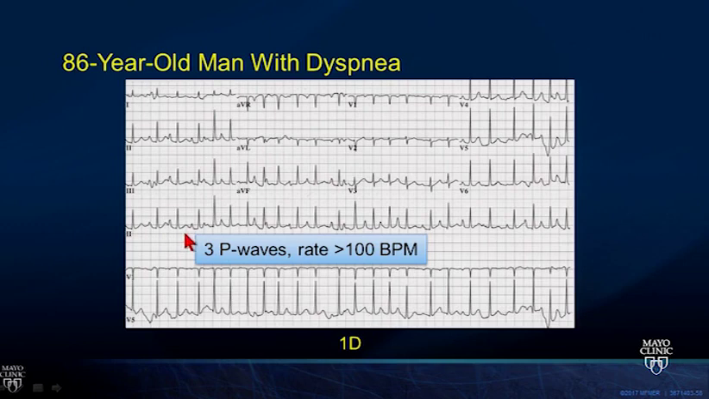And we have at least 3 P wave morphologies. So this one is different to this one, which is different to this one. And the rates are greater than 100. If it was less than 100, it'd be the wandering atrial pacemaker. But this is multifocal atrial tachycardia. Another frequent appearance, honestly, on the boards. It's more of an internal medicine kind of thing, I would have to say, but it turns up on the boards quite a bit.